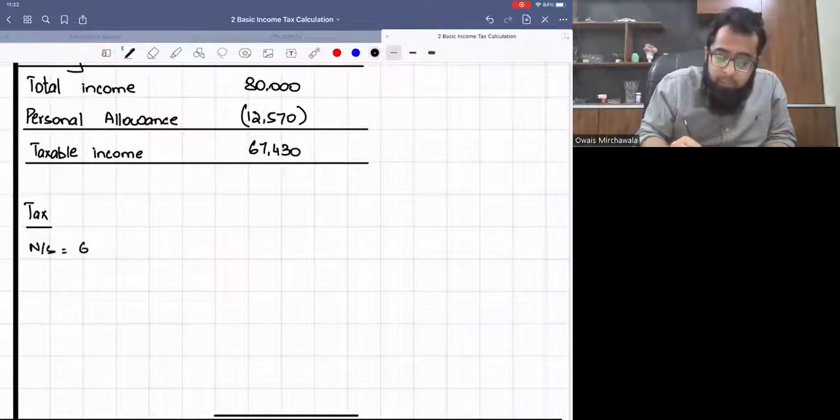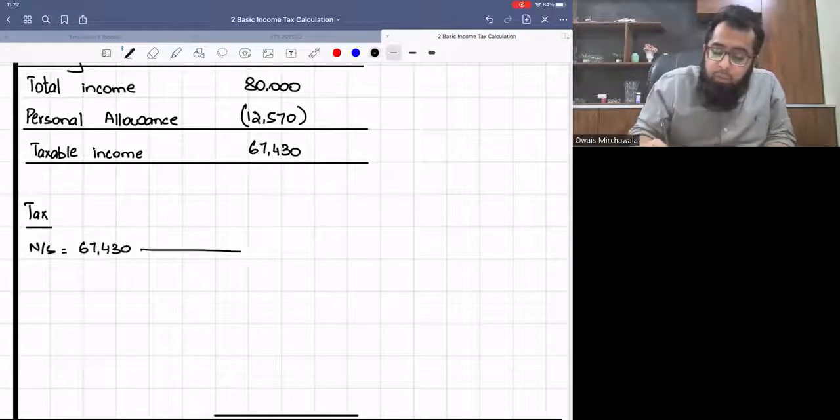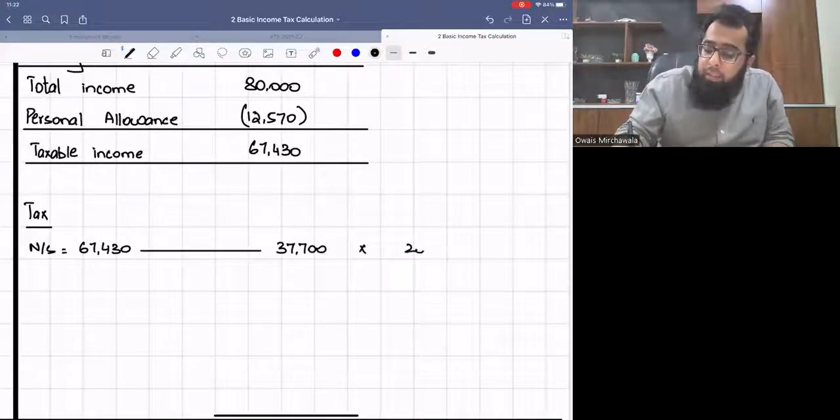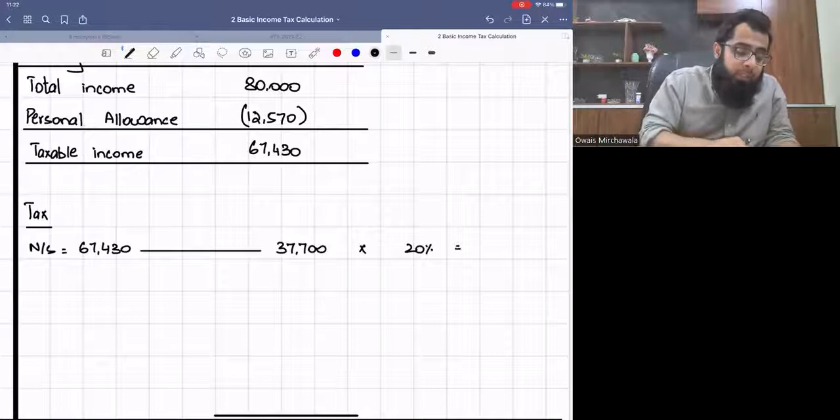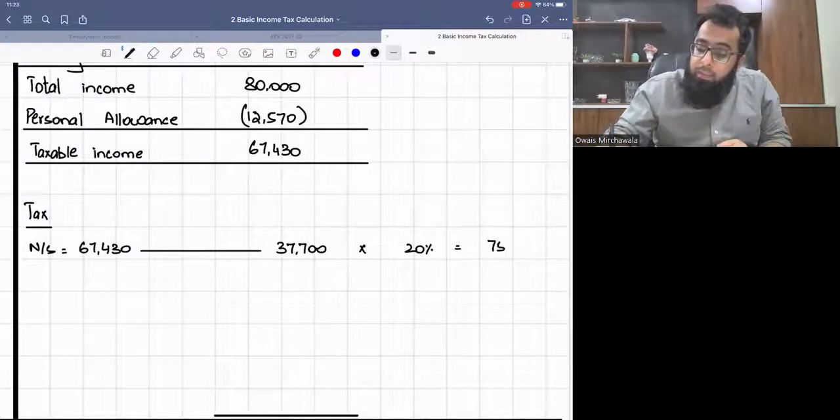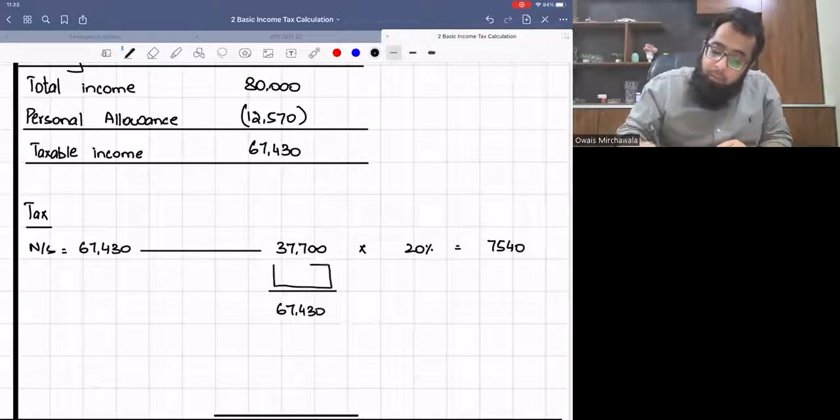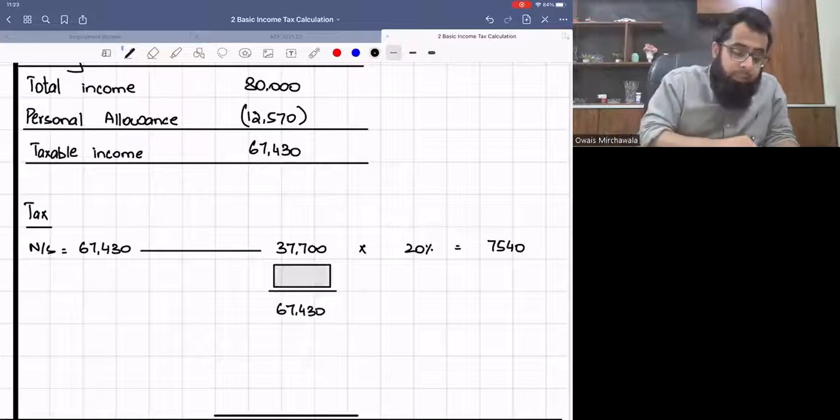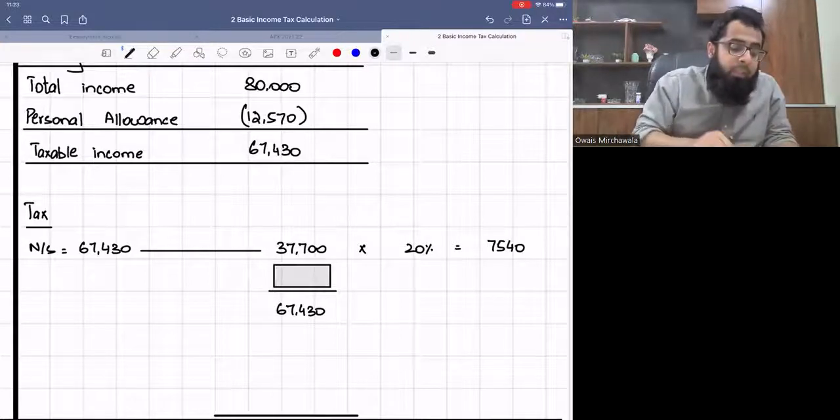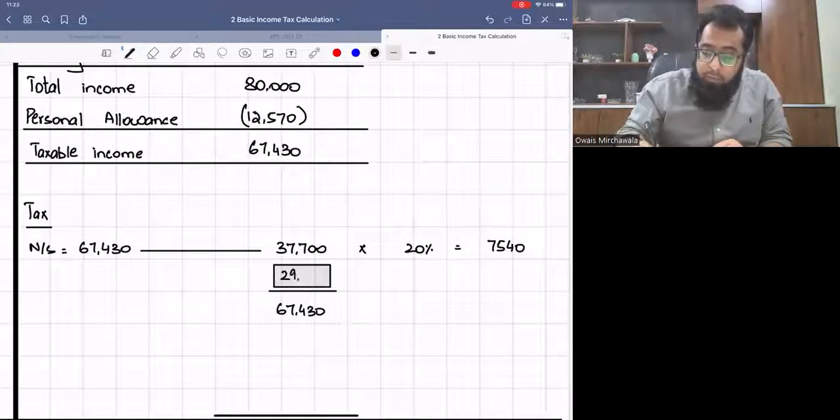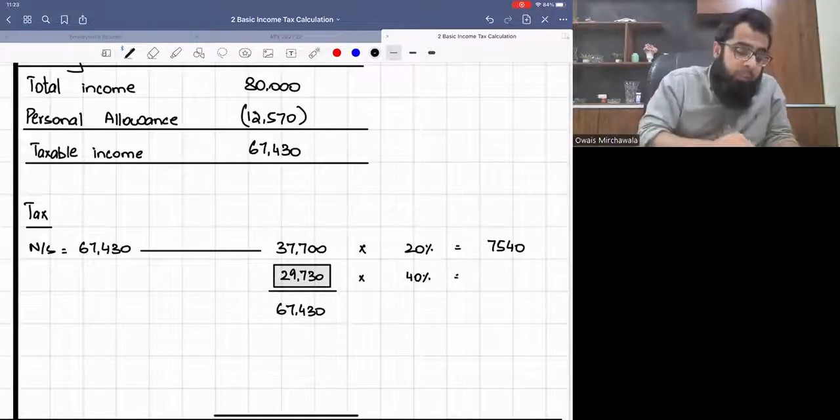Non-saving income, 67,430. On starting 37,700, the rate of tax is 20%. So this gives me 7,540. Then 67,430 minus 37,700, so it's 29,730. The rate of tax is 40%.